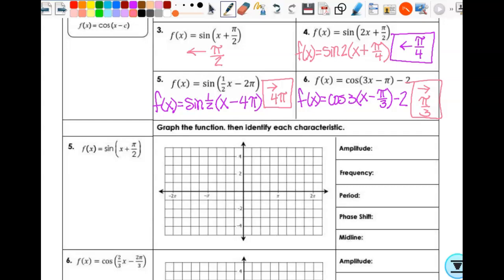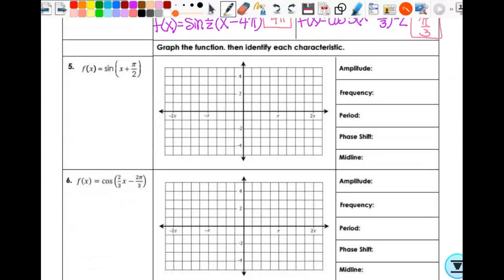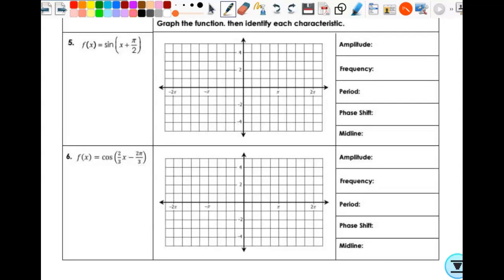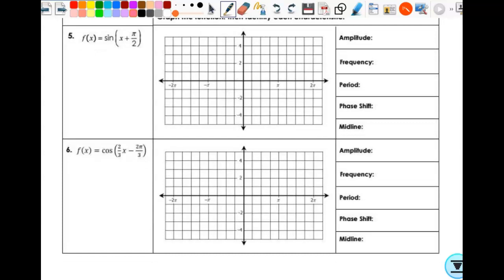Let's look at number 5. So just like the others, it says graph the function, then identify the characteristics. We really need to identify the characteristics so that we can graph them. So since I have phase shifts and reflections that can be happening here, I want to make sure that I don't need to factor anything out here, which I don't, before I start figuring this stuff out. Amplitude here is 1. My frequency, or B, is 1, which means the period is 2 pi. Phase shift, which direction am I going? Left, pi halves units. My midline, y equals 0. So literally all that's happening to this one is it's moving to the left.